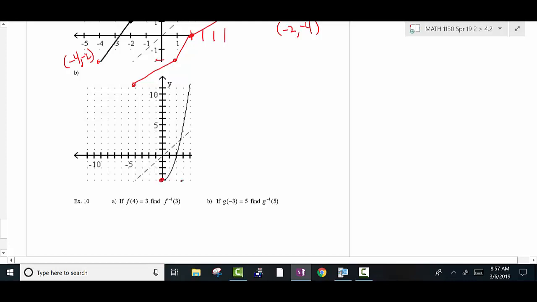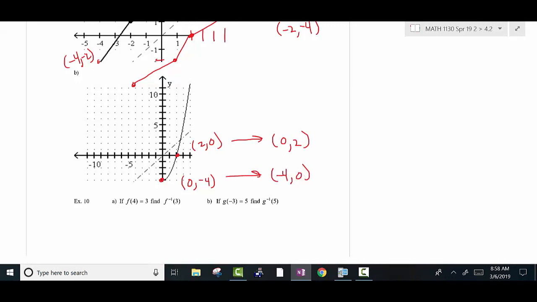So that point right there looks to be 0, negative 4. This point right here looks to be 2, 0. So all you need to do is just change those. So that point is going to become 0, 2. This point is going to become negative 4, 0. That's probably good enough. You just kind of sketch the shape once you get that. So that vertex, that lower point, that minimum, will now go to negative 4, 0. And then the other point goes to 0, 2. So your graph would look like that.